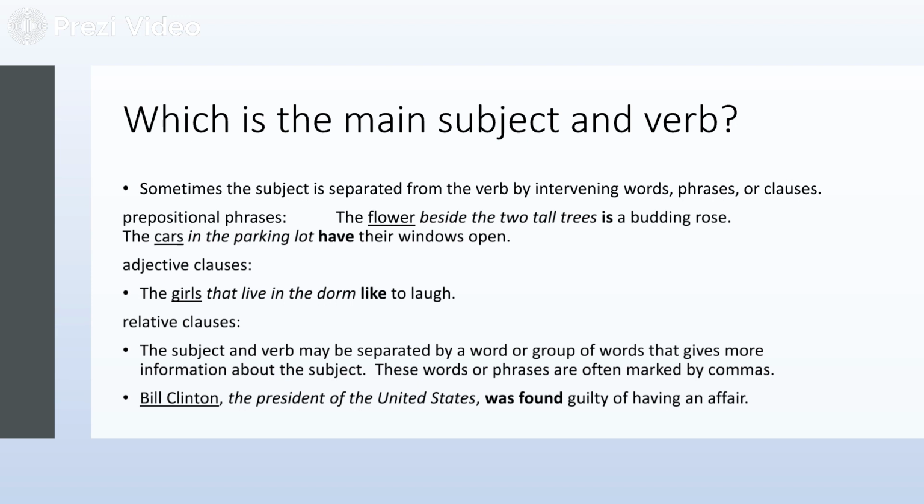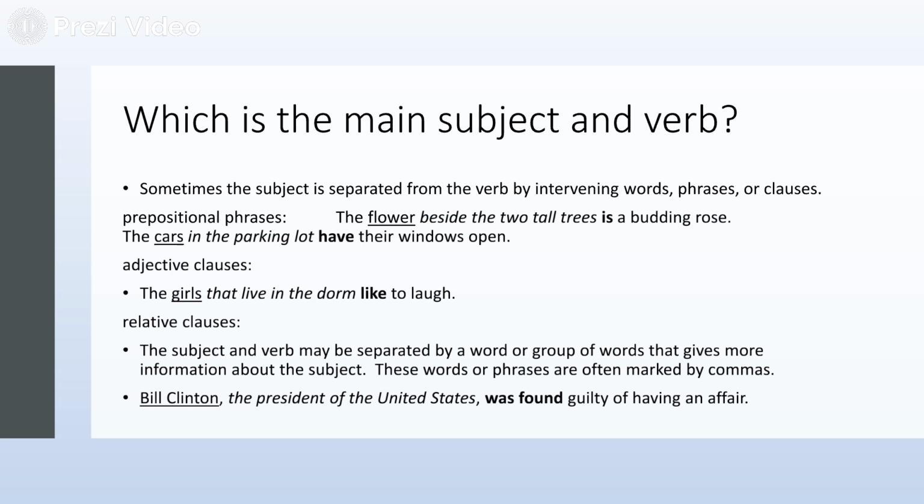The main verb is. The flower is a budding rose. Okay? So you see that sometimes the subject is separated from the main verb. The main verb and the main subject are not in the prepositional phrase. Let's look at the next sentence.